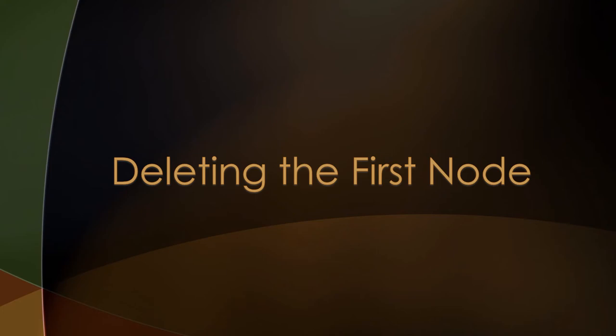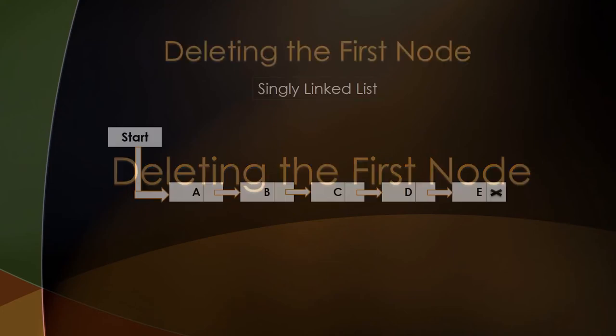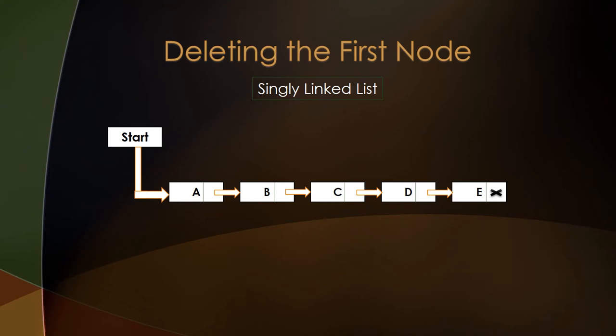Now in a singly linked list, it is simple, where we simply need to copy the address of next pointer of A into the start pointer. So here it is. We have copied the address of the next pointer of A into the start pointer so that it points directly to the node B instead of node A as the starting point of the linked list. Now you can simply delete the node A so that the start pointer directly points to the node B as the starting point of the linked list. And this is how the linked list should look after we have deleted the node A from the linked list.